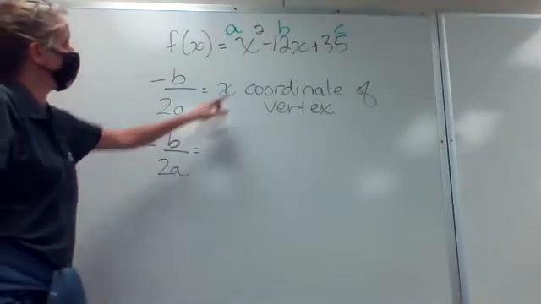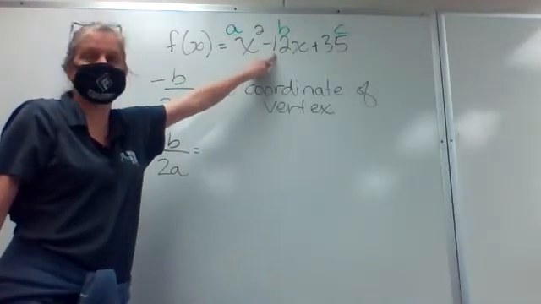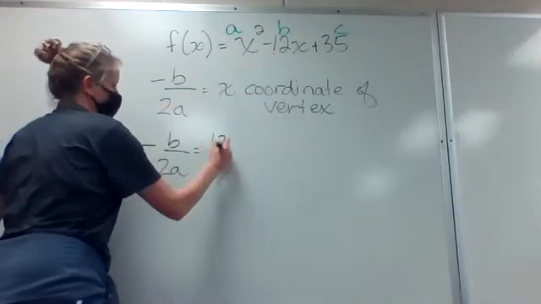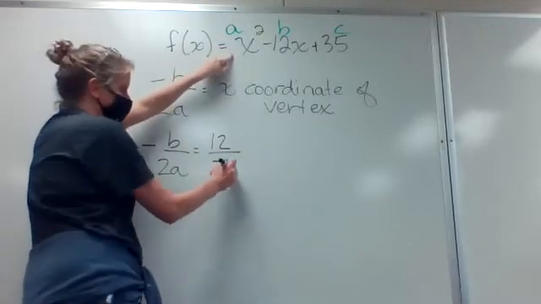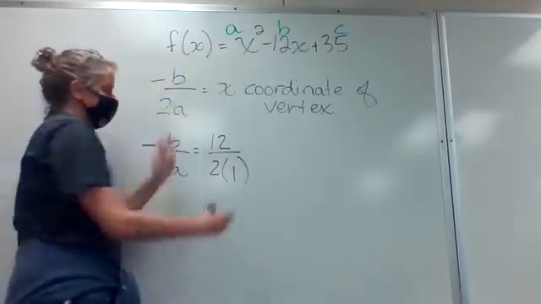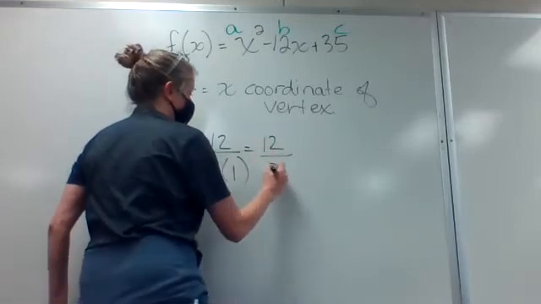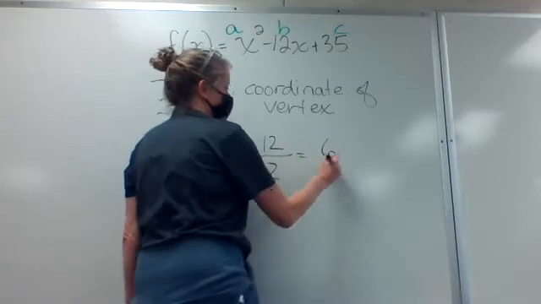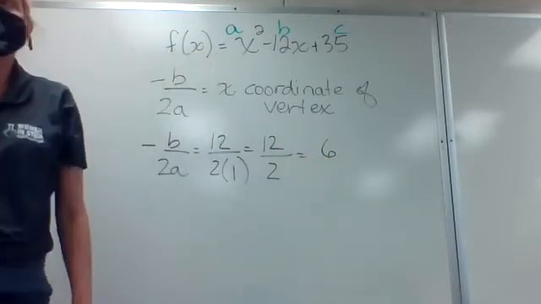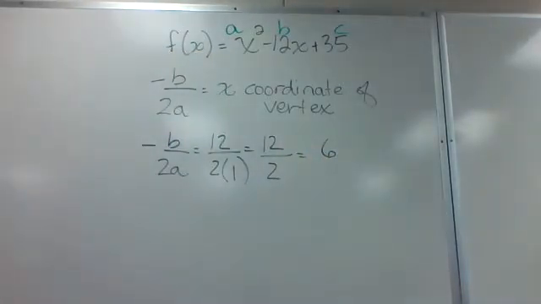So the opposite of b would be positive 12 over 2 times a. So a is 1. So now you're left with 12 over 2, which is 6. So that's the x coordinate of the vertex.